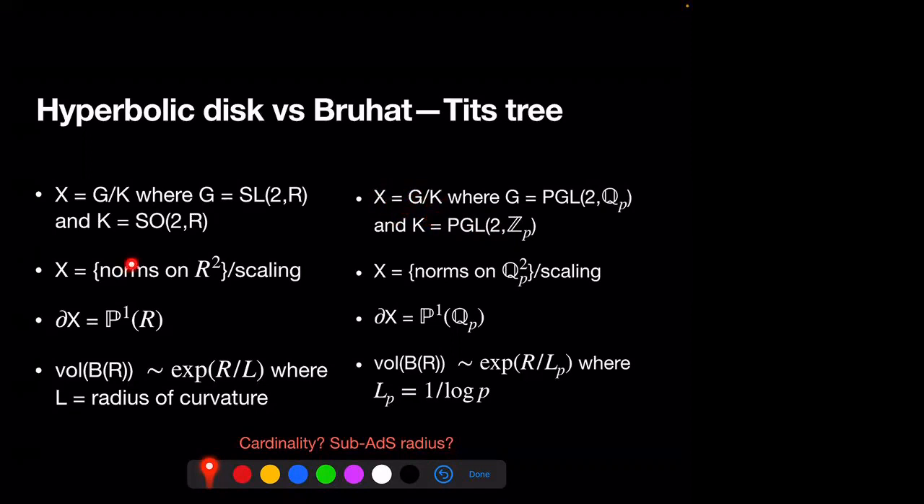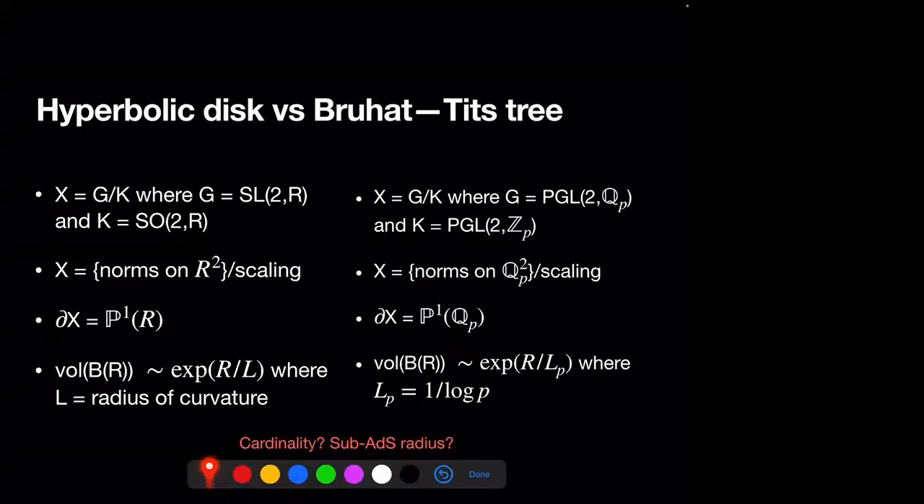Another nice way to think of the spaces is as the space of norms on R2 up to scaling. And likewise, the Bruhat-Tits tree is given by a space of norms on QP squared, the vector space QP squared, not the squares in QP, mod scaling. And as we've discussed already, the boundary of these spaces is the projective line over R or QP.